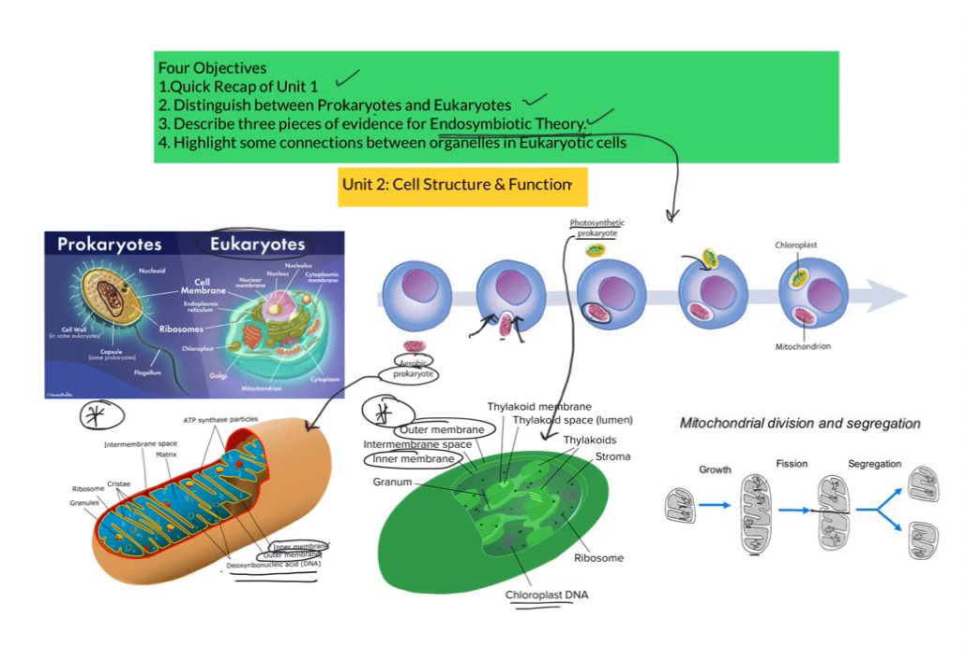The second is that they both contain their own genetic information. They both contain DNA. The third is that we see the presence of this fission process where both mitochondria and chloroplasts can independently divide prior to cell division.